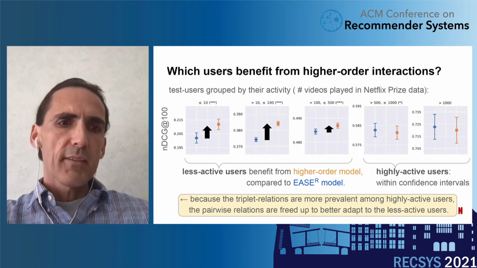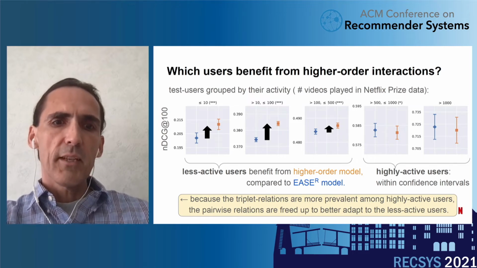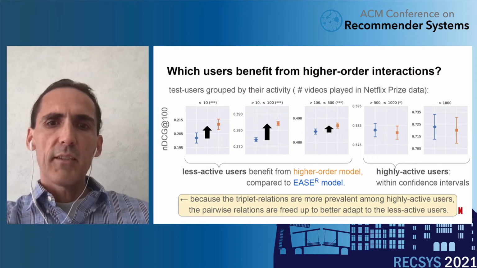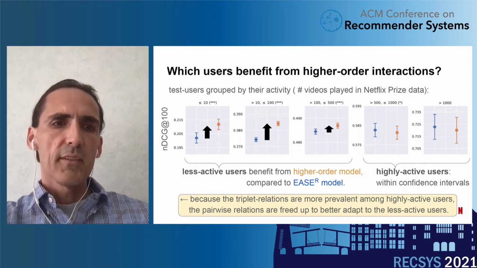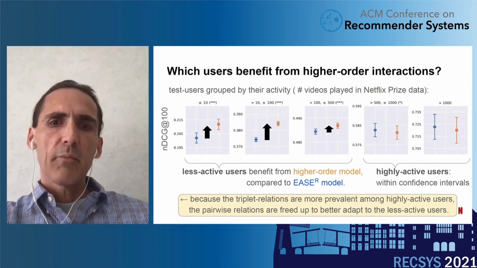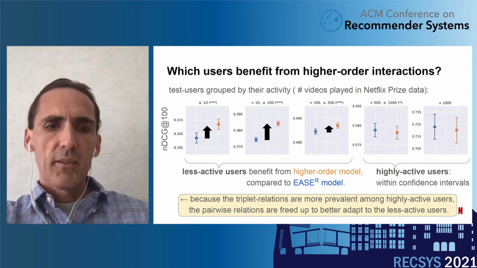So our hypothesis is that because the triplet relations are more prevalent among the highly active users, this actually frees up the pairwise relation to better adapt to the less active users, which hence benefit.